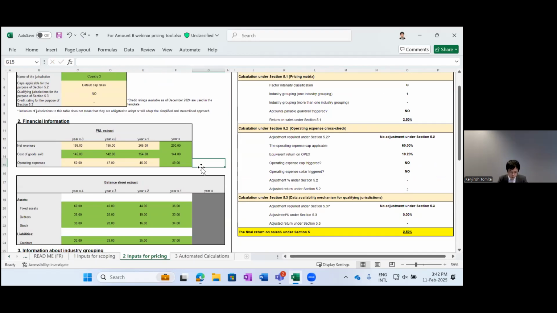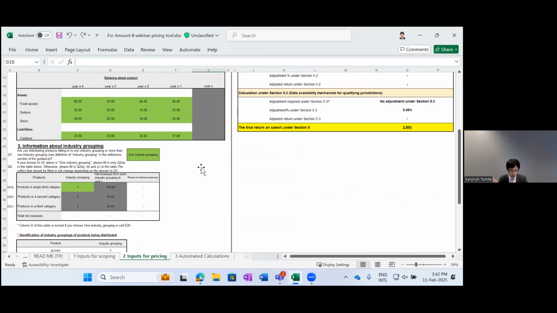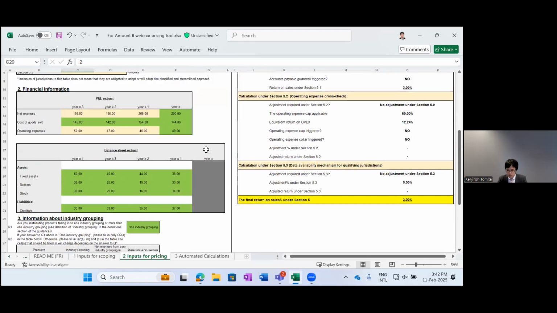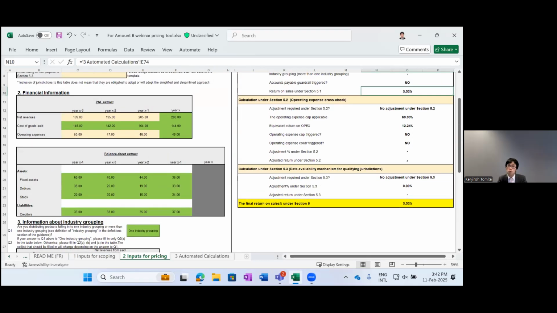Then on industry grouping, as Noel explained to you, you get a higher return when you are distributing products falling into industry grouping 2 and 3. So for example, if you are distributing products in industry grouping 2, the rate of return changed to 3% from 2.5%, because you get a higher return when you are distributing products in industry grouping 2.